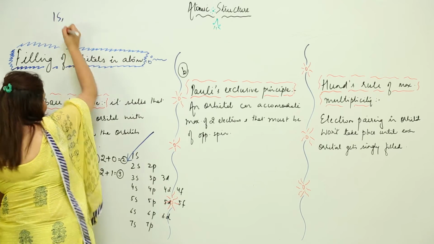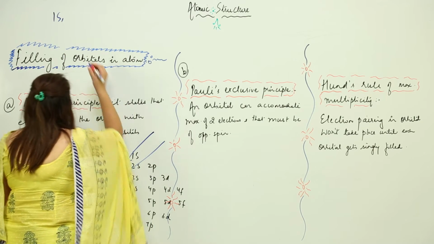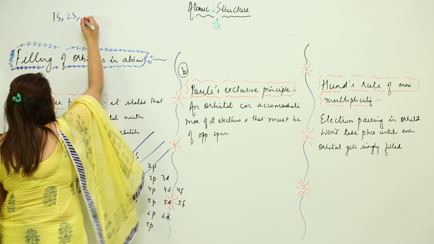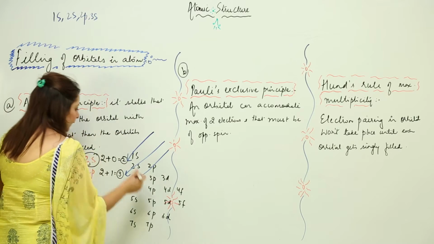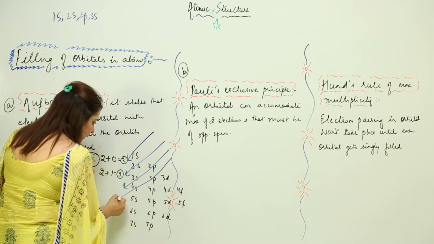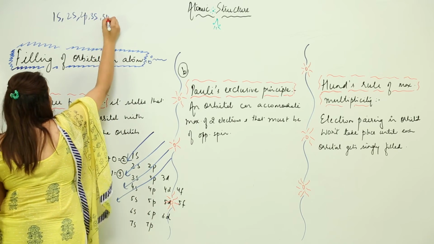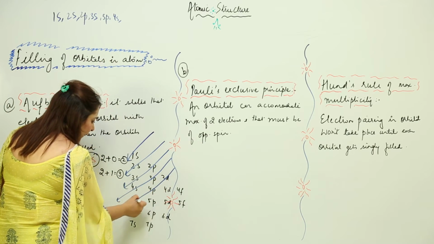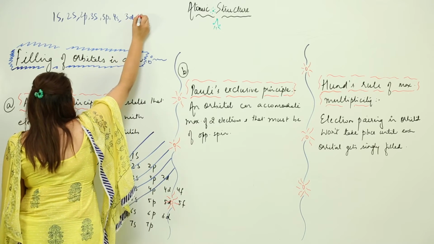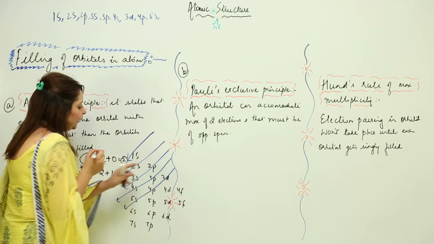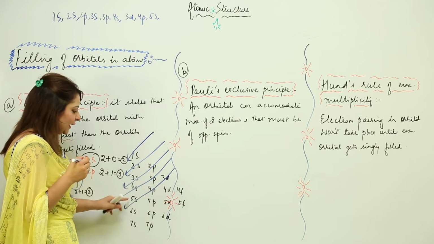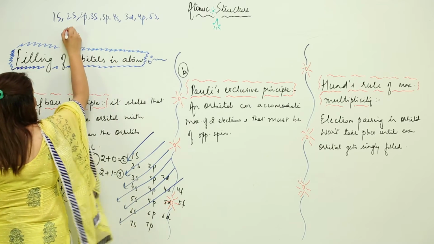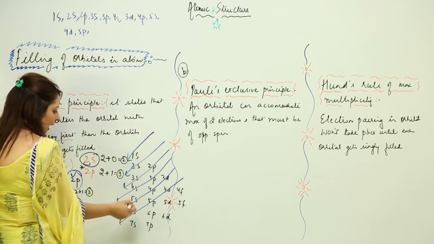It comes out to be 1s. Then it is 2s, right? Then 2p and 3s. Then 3p and 4s. Then 3d, 4p and 5s. I think you got it. You need to write the subshells from this side to that side. Then again we have 4d, 5p and our 6s.